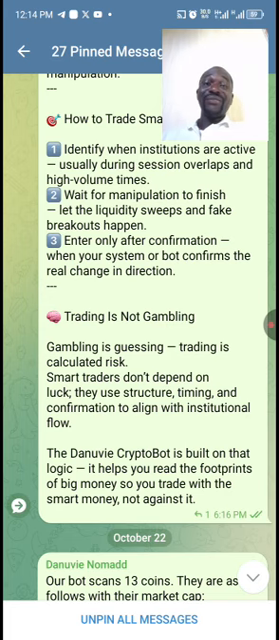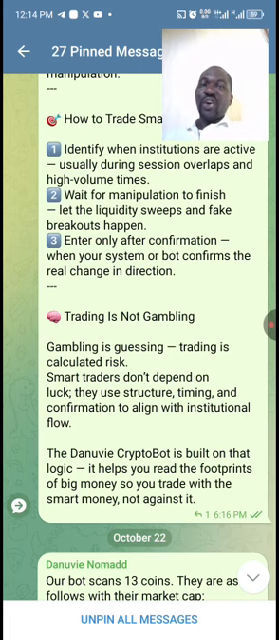Trading is real. There is a lot of money to be traded. Every day, there are trillions of dollars being traded on this market. So this is not a small market. Please, this is reality. This is not a cartoon. This is not a game. This is reality. So smart traders don't depend on luck.